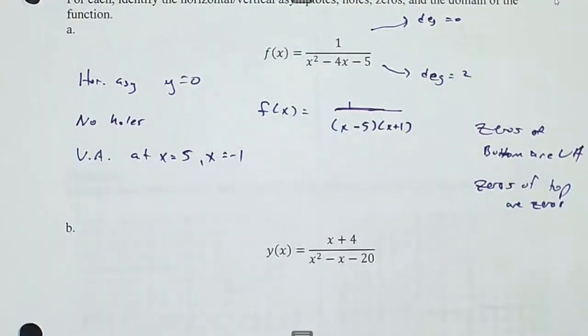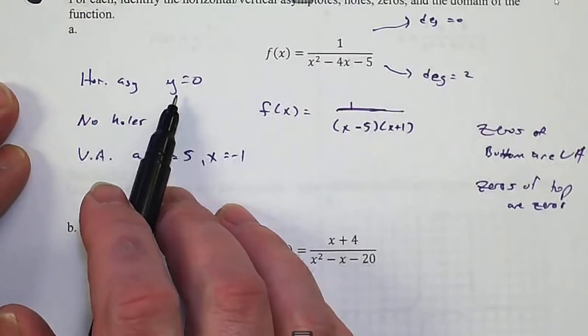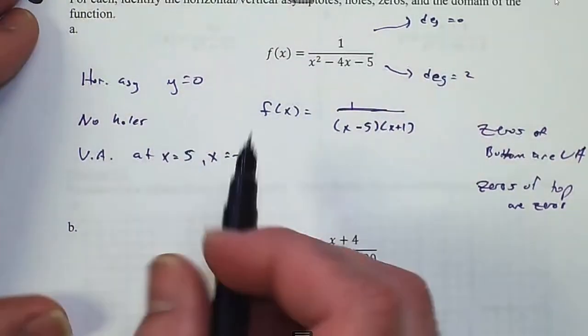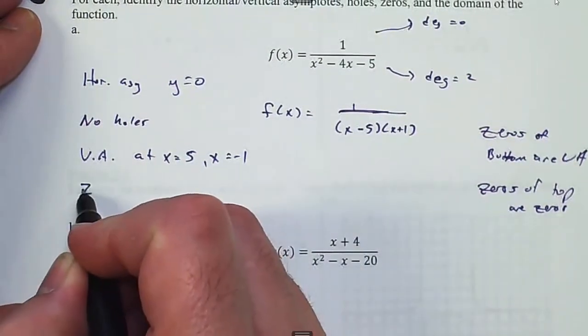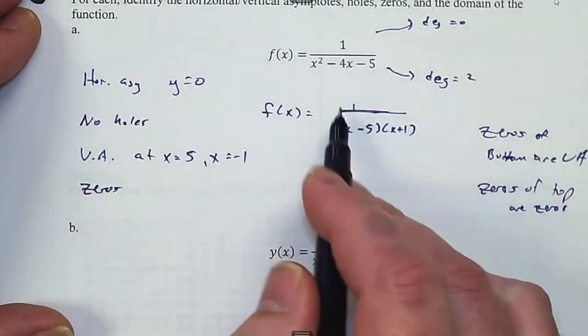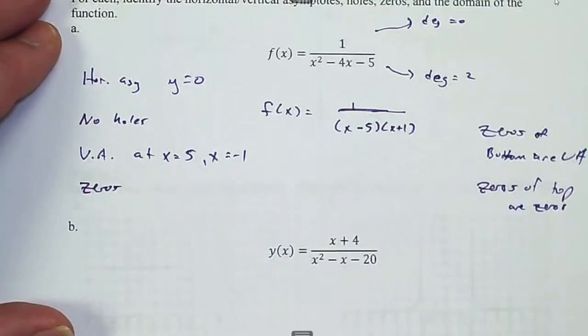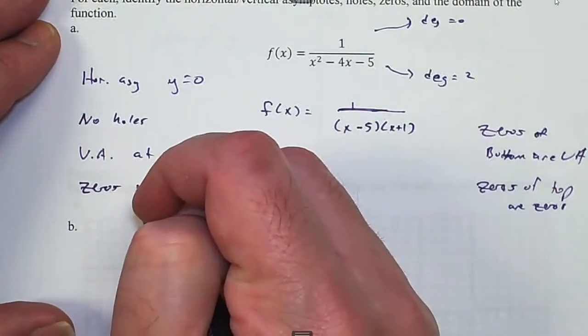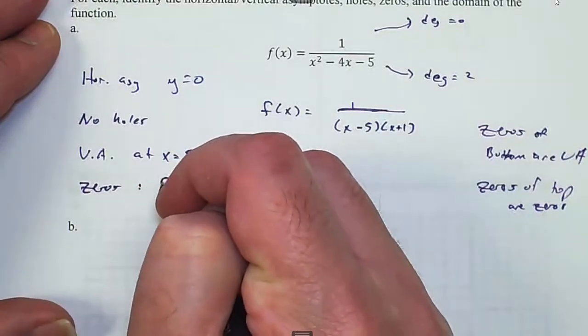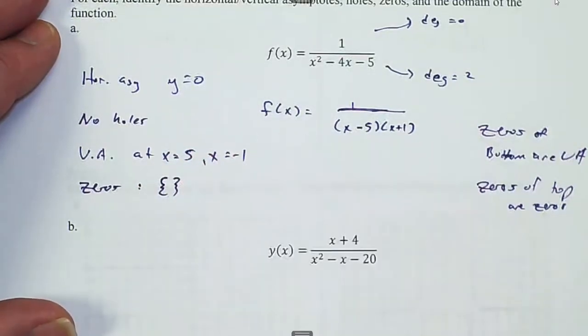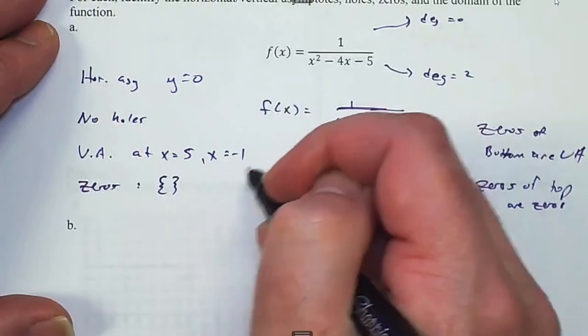And y'all, those are equations of lines. If you say 5 and negative 1, I don't know that you know that. I can't give credit for that. You have to say x equals 5, x equals negative 1. In the same way for horizontal asymptote, you have to say y equals 0. All right, zeros. Well, there are no x's on top at all, so there's no way the numerator can equal 0. So there are no zeros as well. You can do the empty set. You can say none. You can do the little slash through the circle.